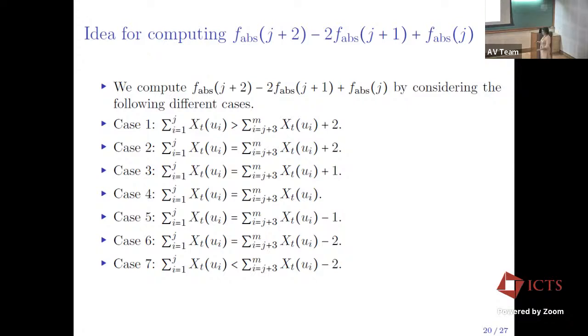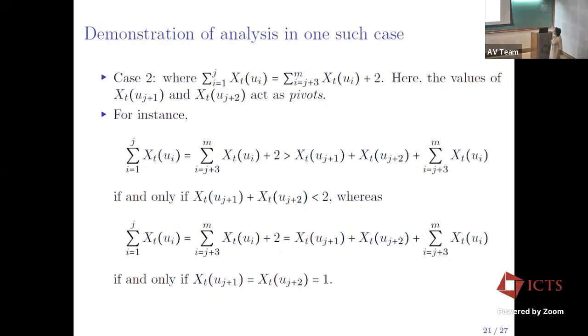Okay, so I don't know if I can explain the whole thing, but I tried to give an example of how we do this, determining how much contribution each case leaves. So for example, case 2 is where the number of blue successes up to the jth vertex, so the summation over i running from 1 through j of X_t(u_i), the outcome of the coin toss of the ith child, is equal to this plus 2.